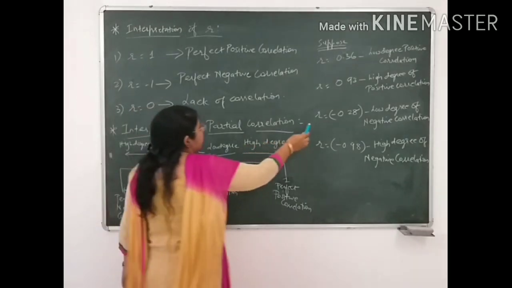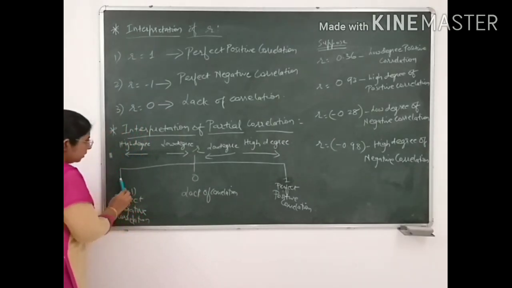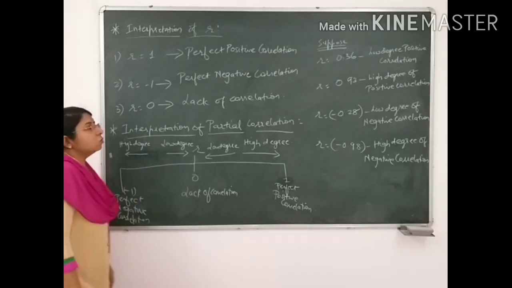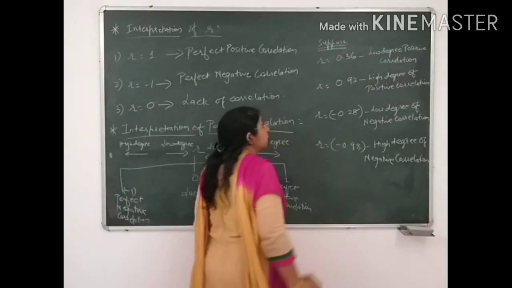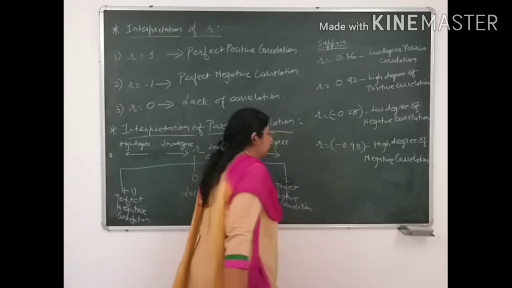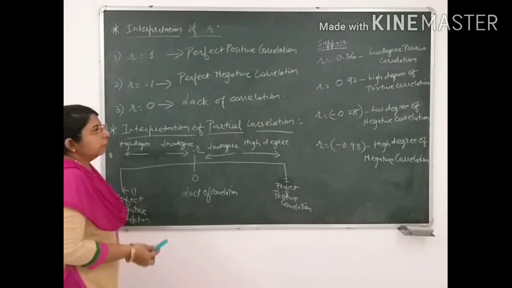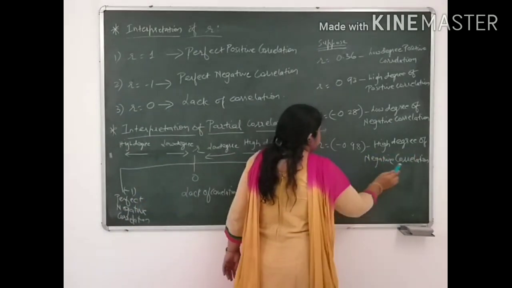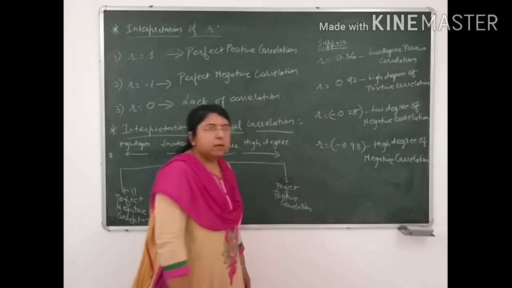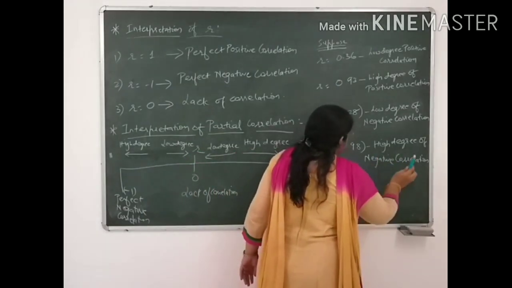Now the next example, if r is equal to minus 0.28. Minus 0.28 means it is moving closer to 0, but from the negative side. So if the value is closer to 0 but negative, then it is called low degree of negative correlation. And if the value of r is closer to negative 1, then it is called high degree of negative correlation. Here the example is given to you. Suppose the value of r is minus 0.98, meaning it is nearby to negative 1. So it is called high degree of negative correlation.